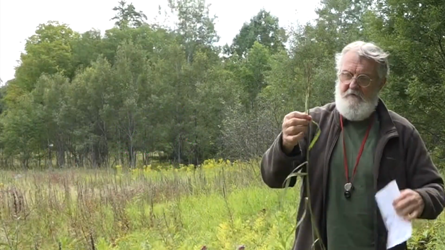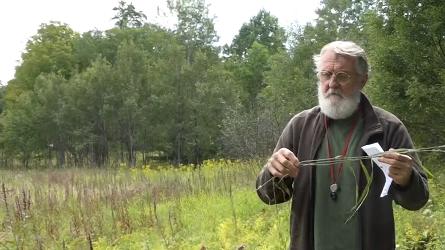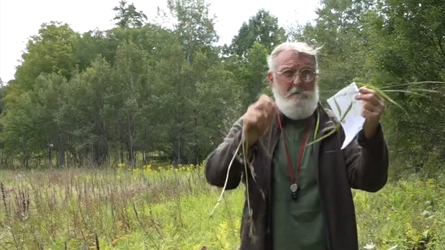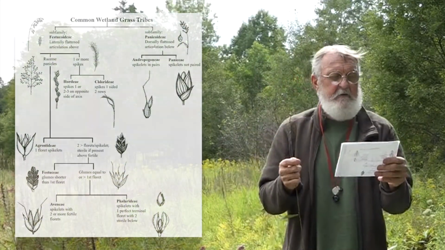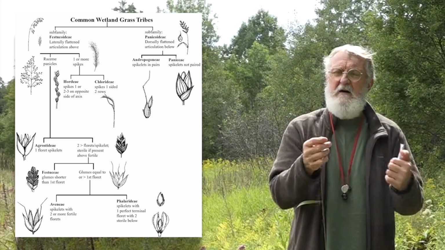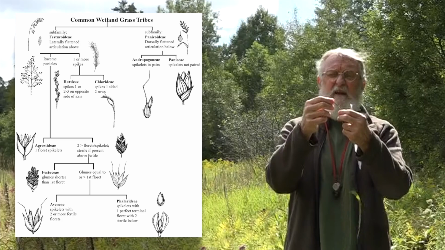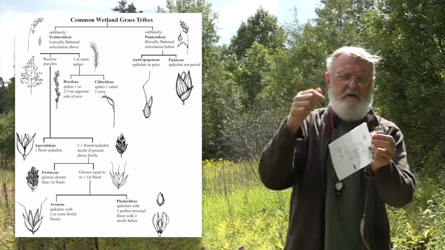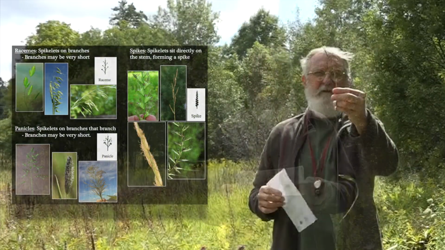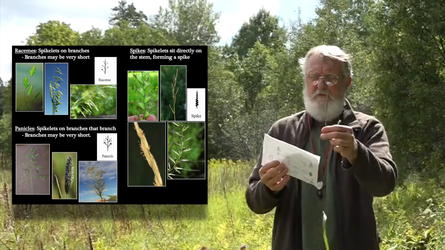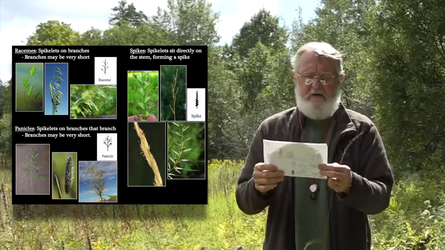So here I have the grass. Oh, it's got a node. It's got that bump, right? So I've got a grass, a graminoid, that is a grass. And I take this grass, I'm going to show you. All right, so I go to the little stick key and it wants to know if the disarticulation is above and whether it's flattened. And if you look at the spikelets, they are very flattened. So yes, I'm going to go down the festucoid side. This is obviously spike-like. So I'm going to go down the spike-like leaf.